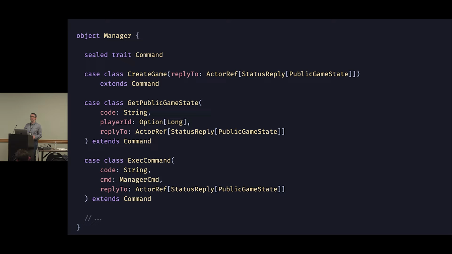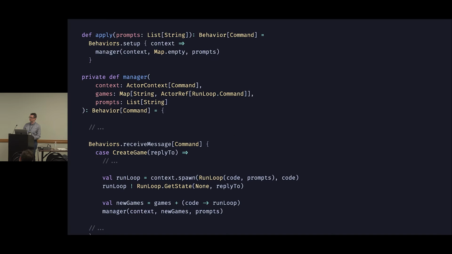The Scala manager has the same actions, but instead of functions, they're going to be messages that we can send to the actor. Each command has an extra parameter, the actor reference to the route that's sending the message. If you use .ask, it will automatically add the actor's reference as the last parameter of the message. We're going to create an actor that stores the games as a map with the game code as the key and an actor ref as the value, the actor ref of the run loop.